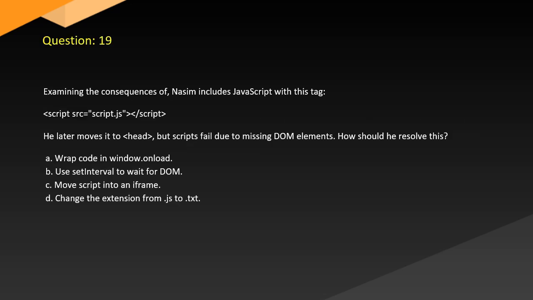Question 19. Examining the consequences of script placement, Nassim includes JavaScript with this tag in the head. He later moves it to the body, but scripts fail due to missing DOM elements. How should he resolve this? A. Wrap code in window.onload. B. Use setInterval to wait for DOM. C. Move script into an iframe. D. Change the extension to .exe.